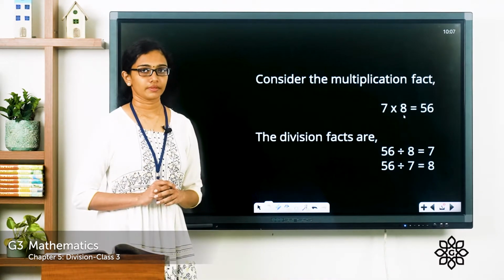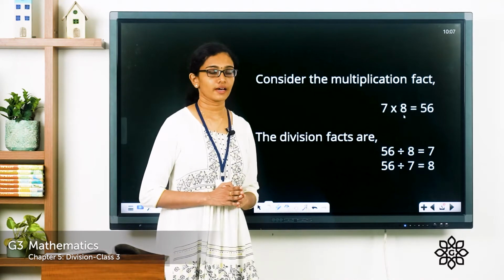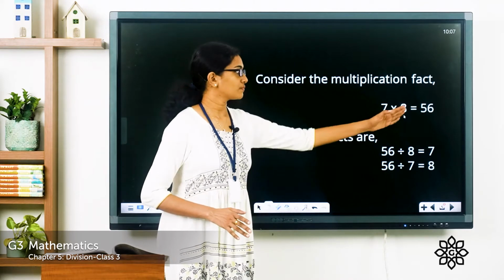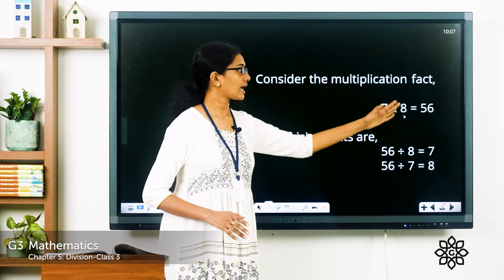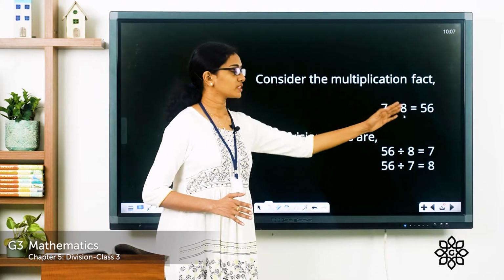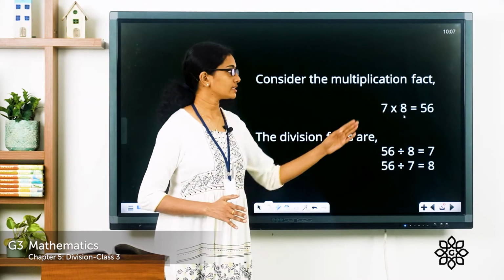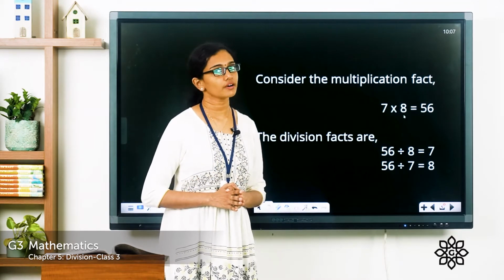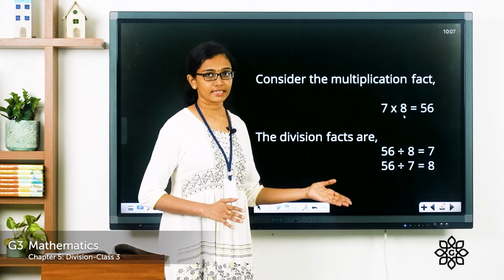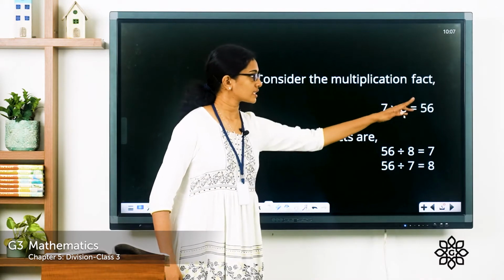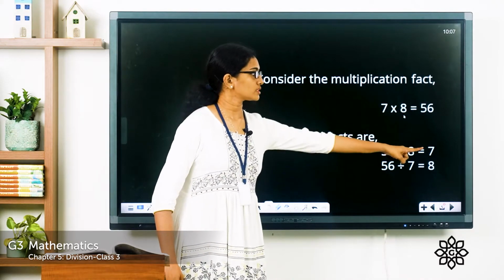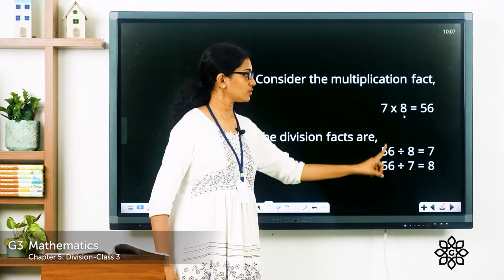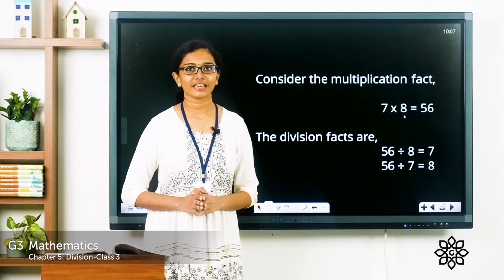Let's see one more example. Look at this multiplication fact here. 7 into 8 is equal to 56. 56 is a multiple of 7 and 8, so 56 can be completely divided by 7 and 8. 7 and 8 are factors of 56. So how do we write the division facts from this? 56 divided by 8 is equal to 7, and 56 divided by 7 is equal to 8. I hope you are clear with this now.